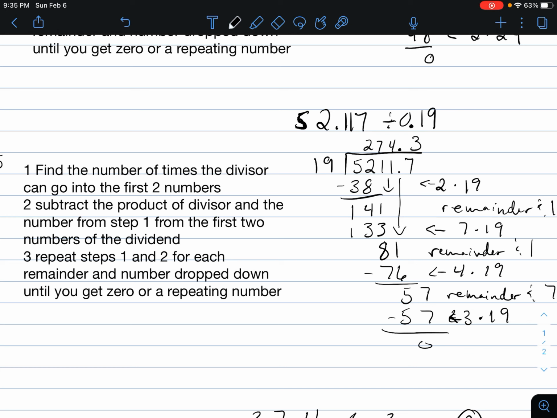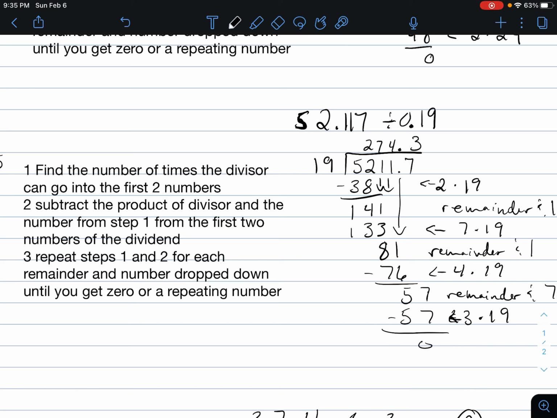So how many times can 19 go into 52? It can go into that 2 times. 2 times 19 is 38. So now we're going to subtract those values. You get a remainder of 14. And we bring down that next value, that 1 right here. And that's going to give us 141.